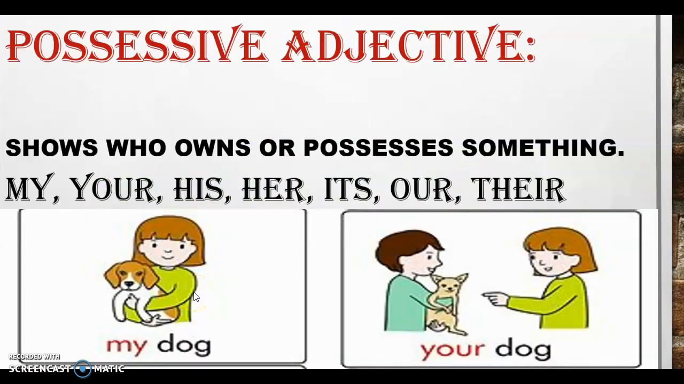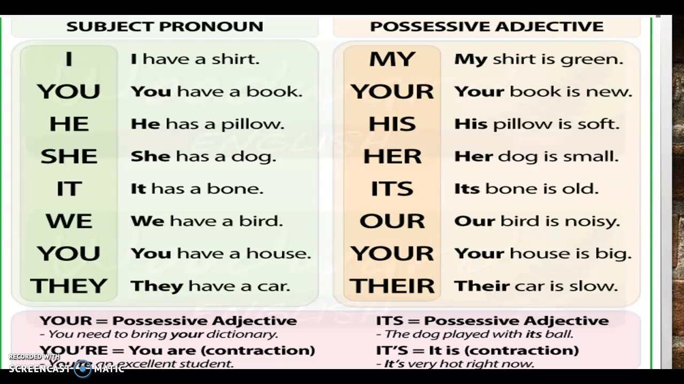Okay, we're gonna start with possessive adjectives. What does that mean? A possessive adjective shows who owns or possesses something. For example, my dog, your dog, okay? And we use my, your, his, her, its, our, and their. Okay, let's see some more examples. I have the example right here.